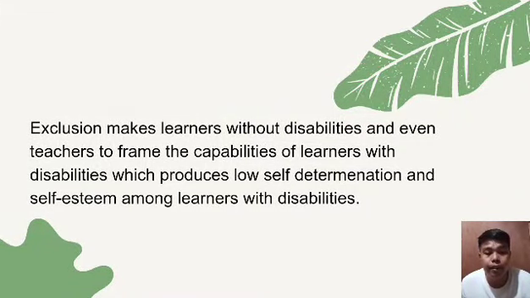Exclusion makes learners without disabilities, and even teachers, frame the capabilities of learners with disabilities, which produces low self-determination and self-esteem among learners with disabilities. Exclusion in education refers to the practice of isolating and segregating learners with disabilities from their peers without disabilities. When this happens, it can lead to misconceptions and stereotypes about the capabilities of learners with disabilities.